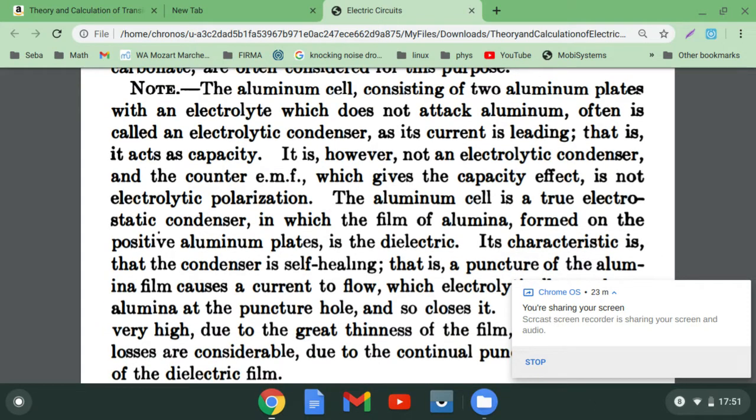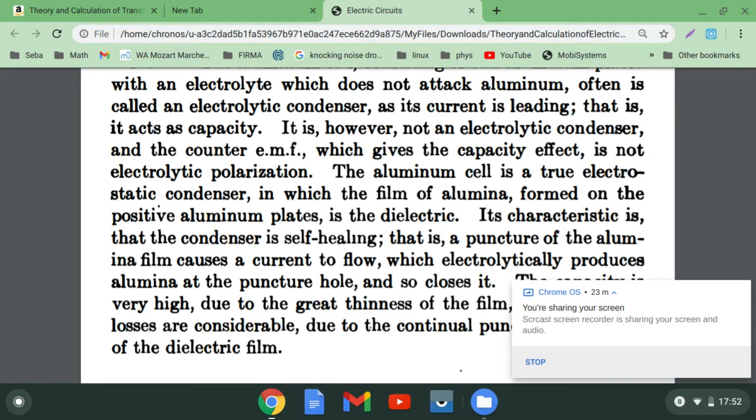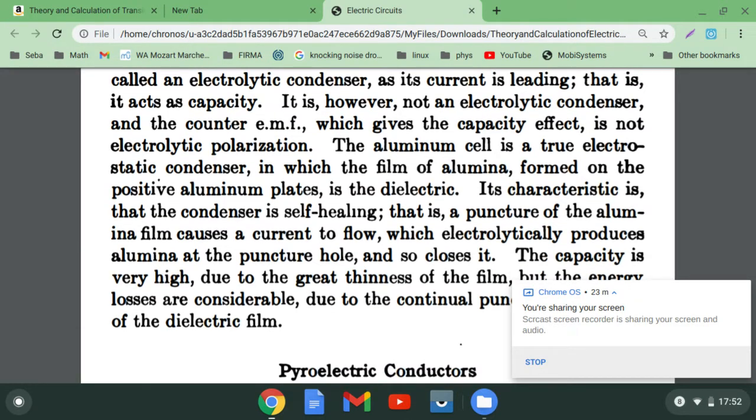Note the aluminum cell, consisting of two aluminum plates with an electrolyte which does not attack aluminum, often is called the electrolytic condenser, as its current is leading, that is, it acts as a capacity. It is, however, not an electrolytic condenser, and the counter EMF, which gives the capacity effect, is not electrolytic polarization.